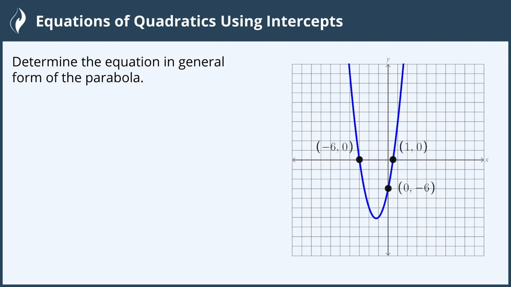Hi everyone! In this video we will find the equation of quadratics using intercepts. Determine the equation in general form of the parabola. In our graph of a parabola we have the two x-intercepts at (-6, 0) and (1, 0), and the y-intercept at (0, -6). The x-intercepts came from the zero product property after we factored the equation.